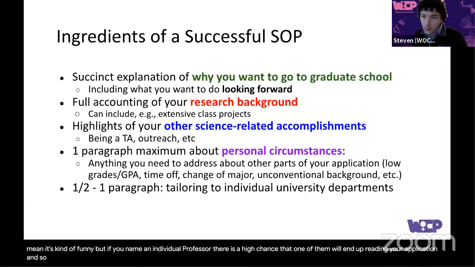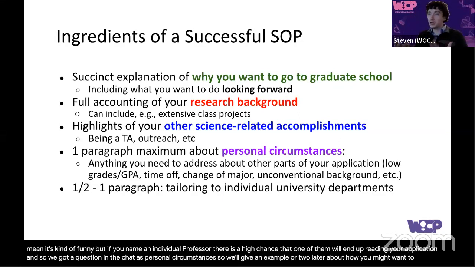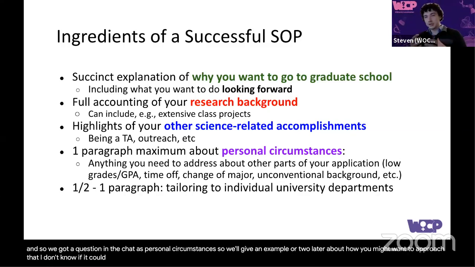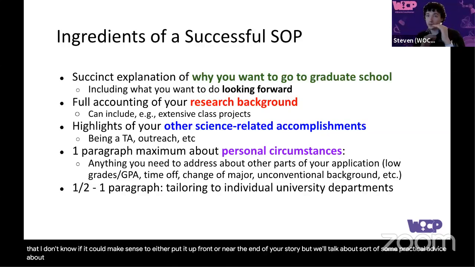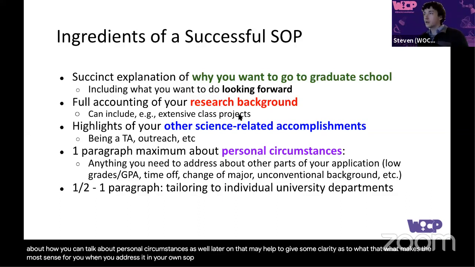And so we got a question in the chat about what is a good place within the SOP to address personal circumstances. We'll give an example or two later about how you might want to approach that. I don't know if it could make sense to either put it up front or near the end of your story. But we'll talk about some practical advice about how you can talk about personal circumstances later on, which may help give some clarity as to what makes the most sense for you when you address it in your own SOP. And we will discuss imposter syndrome toward the end of this talk.